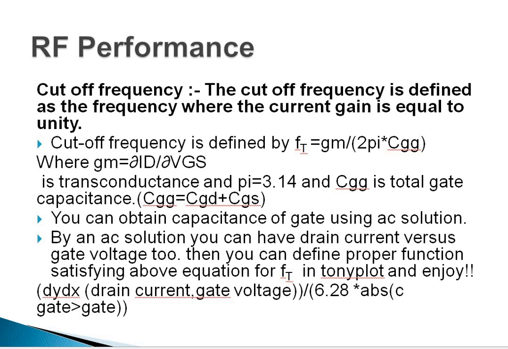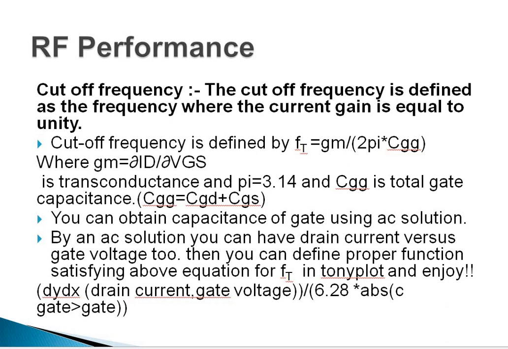You can obtain the capacitance of the gate using AC solution. This means after applying AC frequency, you can find these parameters CGD and CGS. After adding, you will get the total gate capacitance. By an AC solution, you can have drain current versus gate voltage value. Then you can define a proper function satisfying the above equation of FT in the Tonyplot and enjoy.